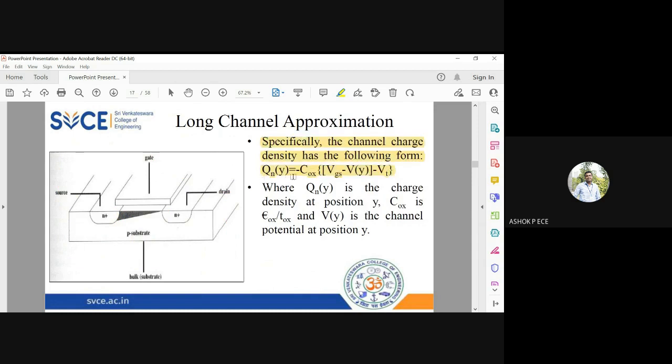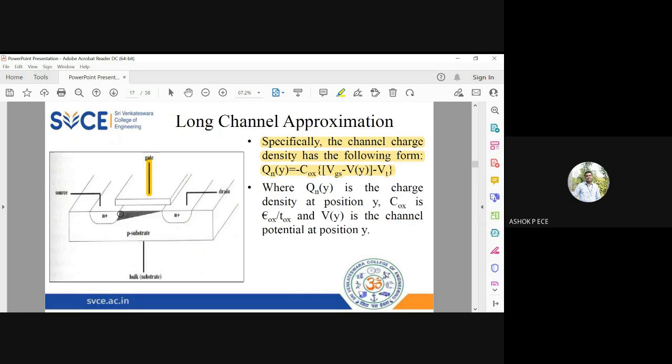Charge density is given by Cox times (VGS minus V of Y minus VT). Cox is the oxide capacitance of the oxide layer. Because of the gate voltage only, these charges are getting induced, right? So Q is equal to C into V, the basic formula for charge, capacitance and voltage. And here, negative charge is induced, so we take minus Cox times (VGS minus V of Y).